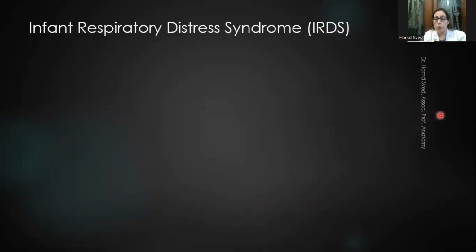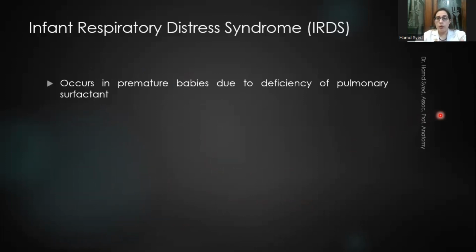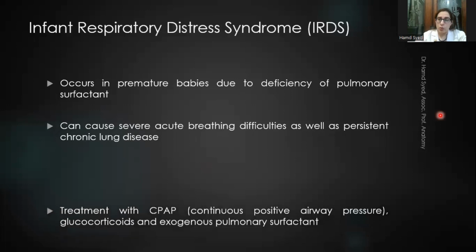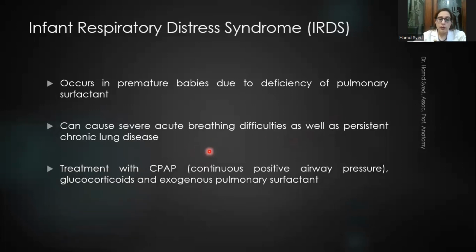Now let's talk about the clinical correlation alongside the histological anatomy. When we discuss surfactant, there is a clinical condition which is common in premature babies, that's the infant respiratory distress syndrome, abbreviated as IRDS. This occurs in premature babies due to a deficiency of the pulmonary surfactant. And this can cause severe acute breathing difficulties as well as persistent chronic lung disease. And the treatment would be with continuous positive airway pressure, or we can also administer glucocorticoids, which stimulate the production of surfactant, or artificial surfactant can also be administered.